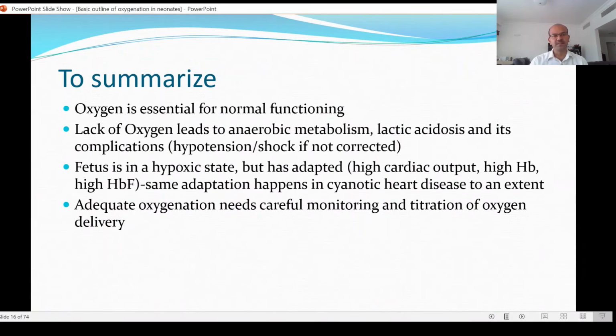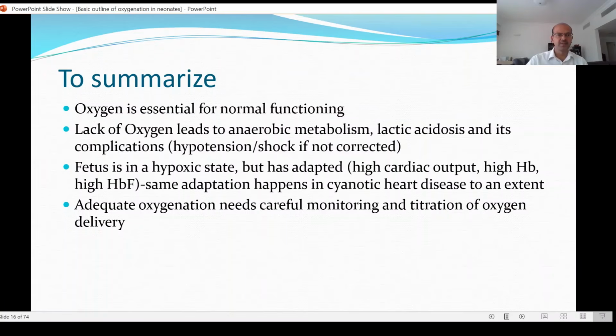So to summarize this video, oxygen is essential for normal functioning, as we saw. Lack of oxygen leads to anaerobic metabolism. Lactic acidosis sets in, and we have complications like hypotension, shock, and the brain is affected as well. If there is low oxygen to the brain, you may have fits and other complications. So an altered sensorium which happens in hypotension or shock mainly happens from reduced glucose and oxygen delivery to the brain.